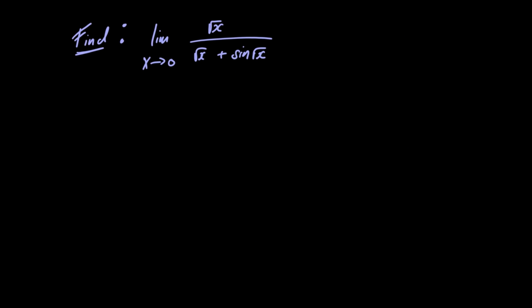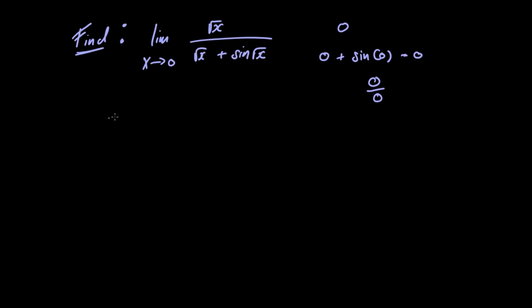If we were to just let x go to 0, in the numerator we would of course have 0, and in the denominator we would have 0 plus sine of 0, which is also just equal to 0. So we have a limit of the form 0 over 0, and in order to evaluate the limit, what we're going to do is use something called L'Hopital's rule.